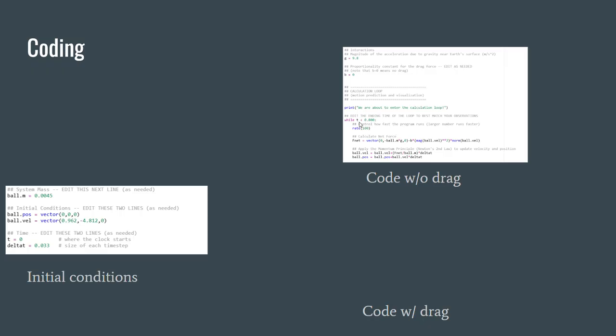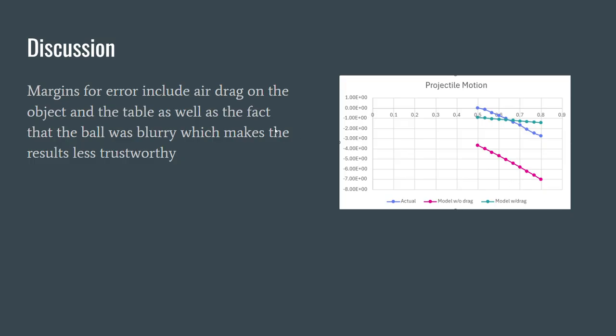We have the calculation loop here where we have our calculation for Fnet as well as the position update and velocity update formulas that help us track or calculate the motion of the object. To discuss this a bit, margins for error in this particular experiment would include air drag on the object and the table, as well as the fact that the ball was blurry in the video, which made it harder to accurately track its center of mass, and thus it makes the results less trustworthy.